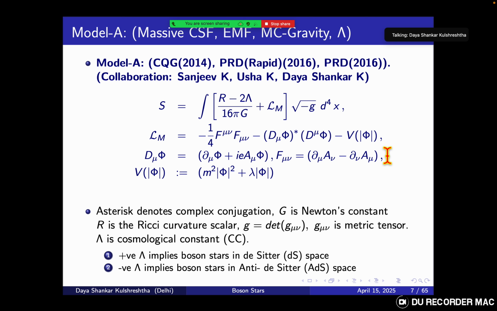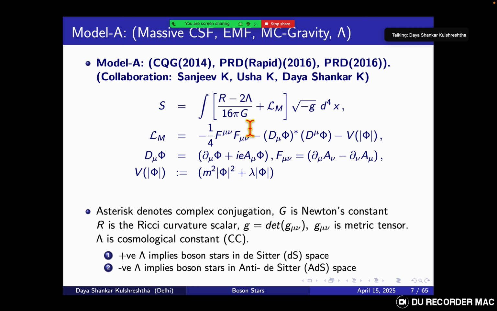Now let me come to the first model, which is described by this action. So you have the Ricci scalar R and the cosmological constant lambda and the matter field Lagrangian, and this is the minimal coupling term. So the U(1) gauge field kinetic energy, and the complex scalar field, and this is the potential. So this is a model of massive scalar fields, and this is a conical potential.